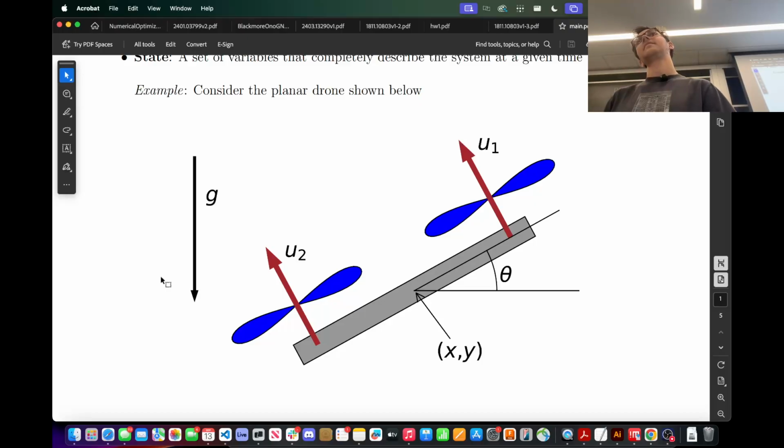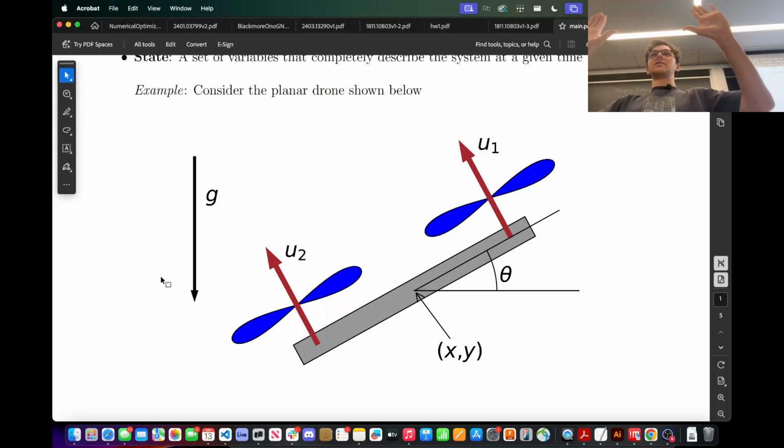Yep. No, because to change your XY position, you have to tilt the drone. Exactly, right? In order to change my XY position, I cannot... I guess a clear example of this is, I cannot change my XY position without having to change the angle of the drone, right? If I want to move to the side, I cannot keep the drone upright and just move to the side.